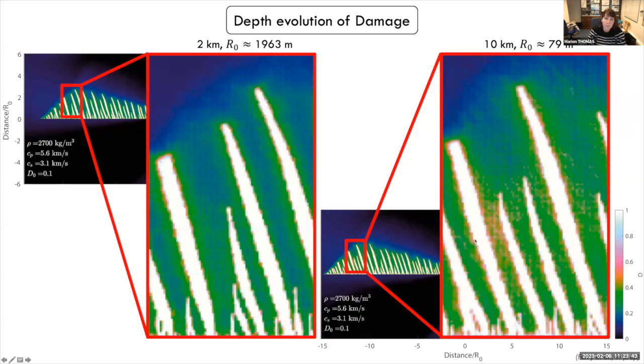And we seem to have the same phenomenon, because if I'm zooming on the damage zone near the surface or at depth, you see that the density of damage increases. So we are currently computing the energy balance. And sorry, I could not show it for today.